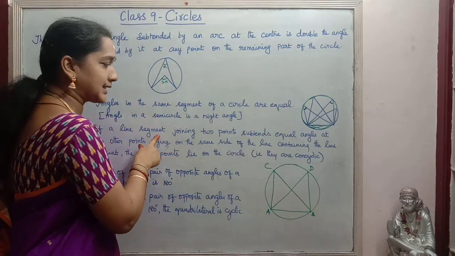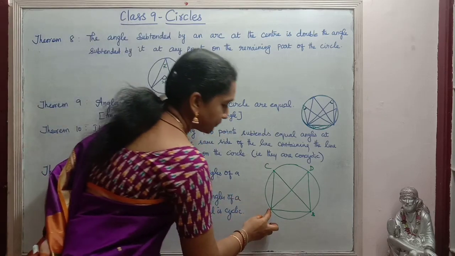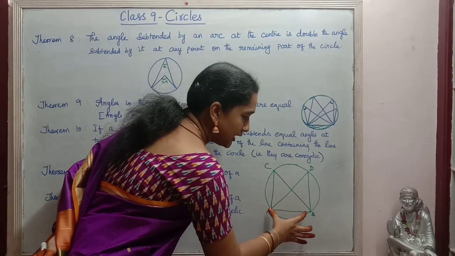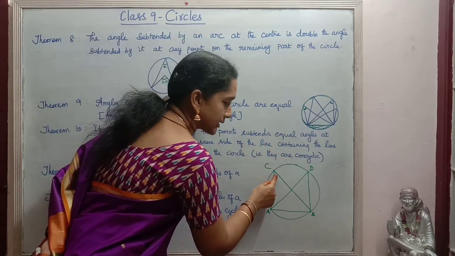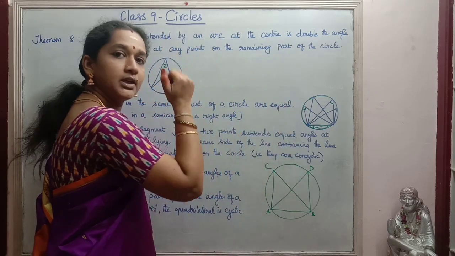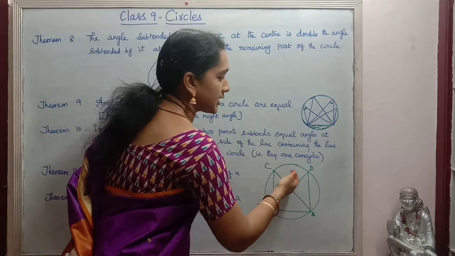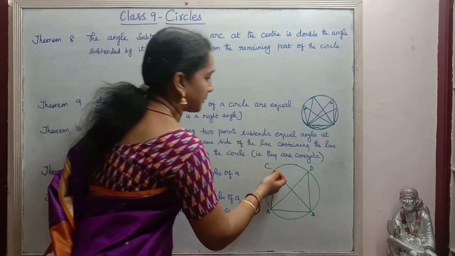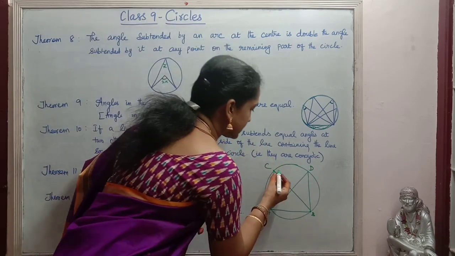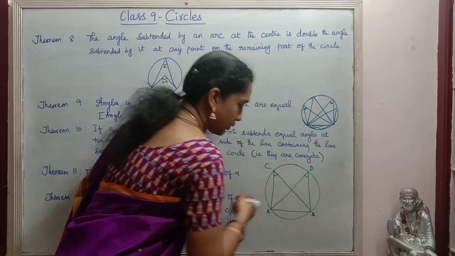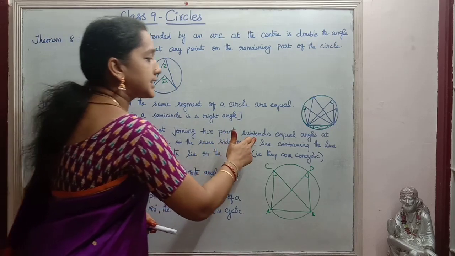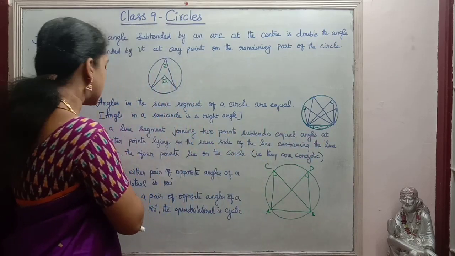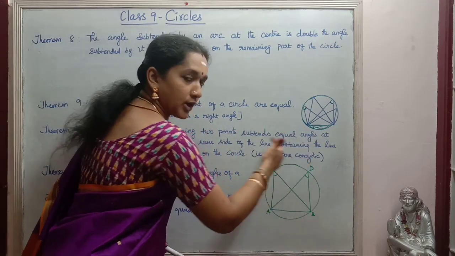If a line segment joining 2 points, this AB, subtends equal angles, just now we saw the theorem, angles in the same segment are equal. So this angle and this angle will be equal, angle ACB and angle ADB will be equal. It subtends equal angles at 2 other points, and the 2 other points are C and D.